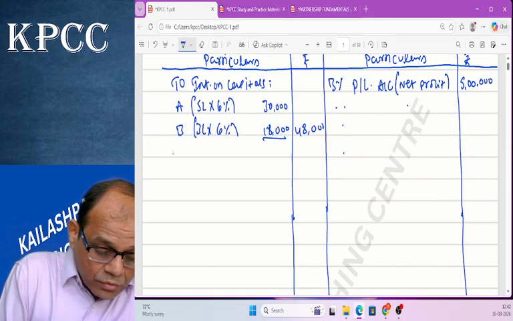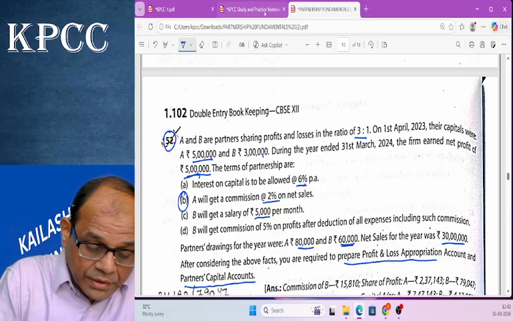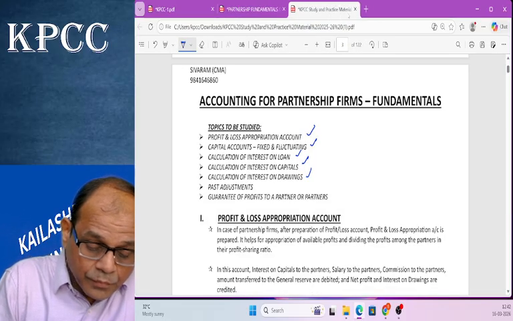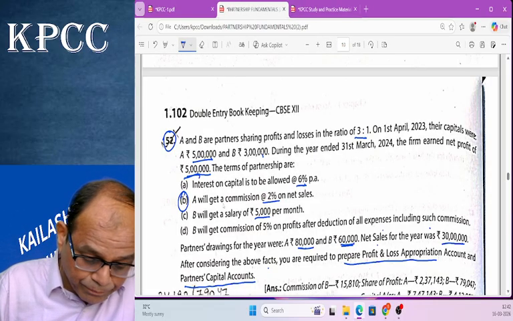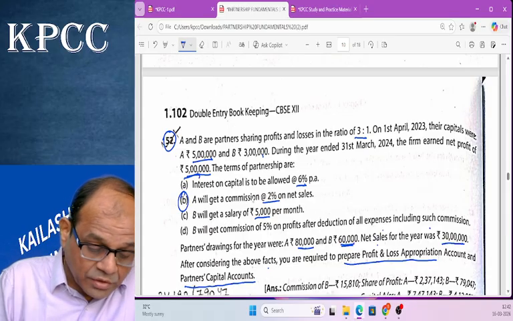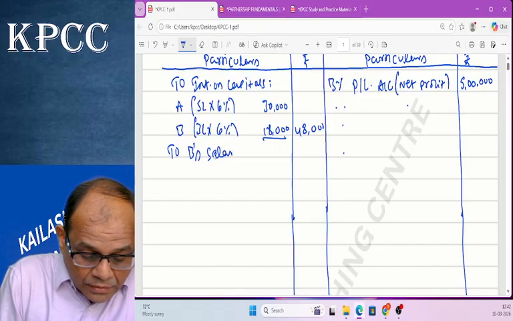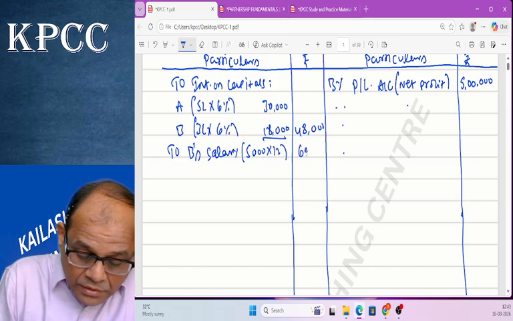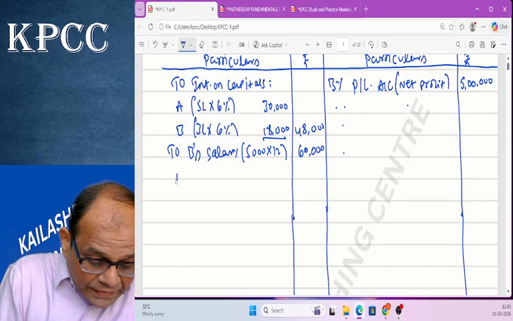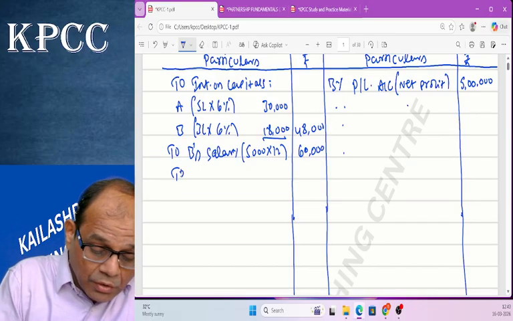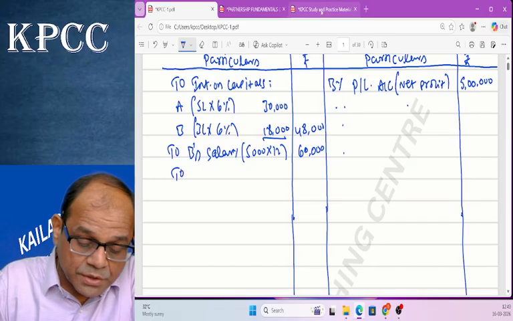Now to salary. Whose salary are we giving? B will get a salary of 5,000 per month. So to B's salary, 5,000 into 12 is 60,000.